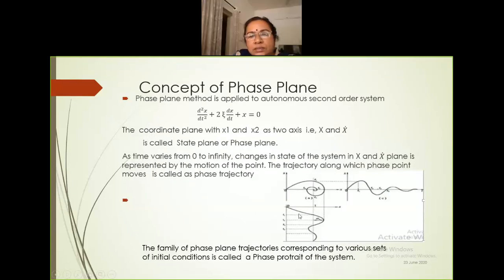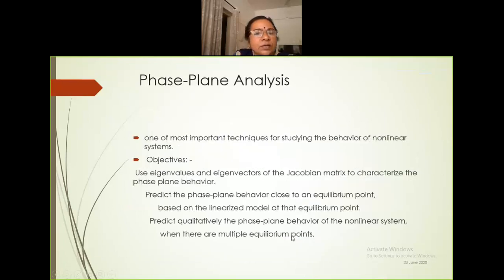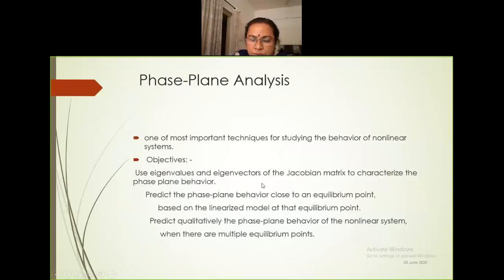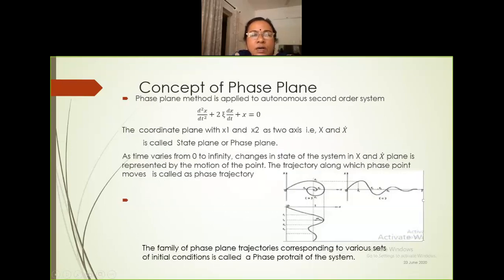So this is the x axis and this is nothing but the underdamped system. We are aware that any system is underdamped in nature. So this is the time domain specification of an underdamped system. Okay, this is the x axis and t. Now, as time varies from 0 to infinity, the changes in state of the system is represented by the motion of the point. The trajectory along which the point moves is called the phase trajectory.